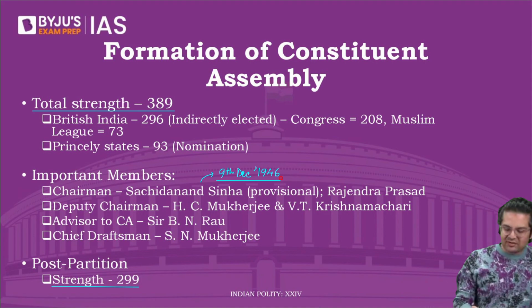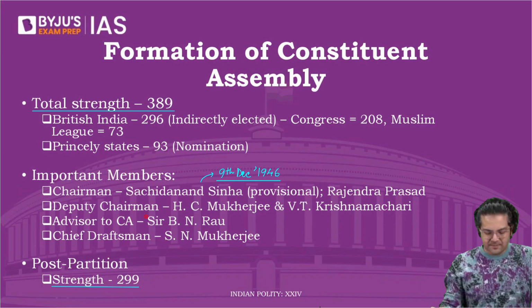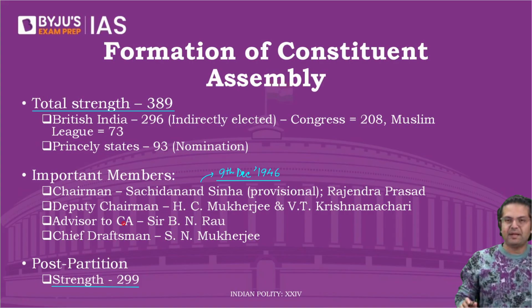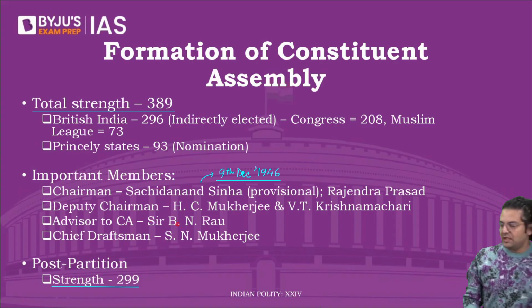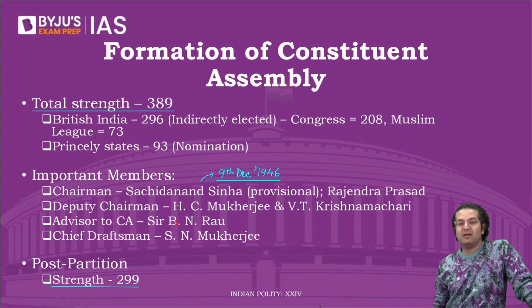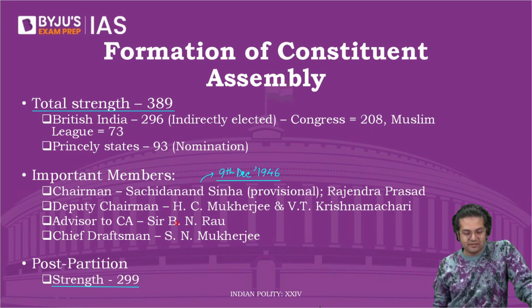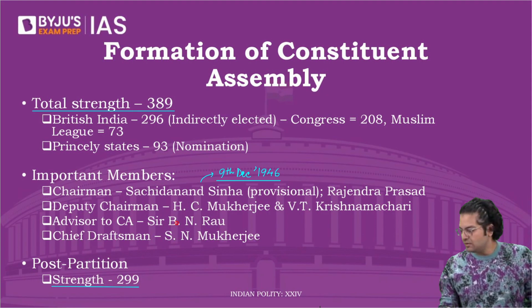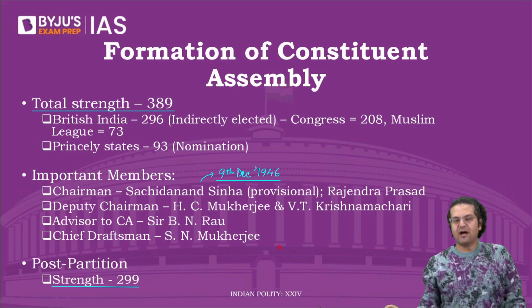Deputy Chairperson H.C. Mukherjee, V.T. Krishnamachari. Advisor to the Assembly was Sir Benegal Narsingh Rao. He had immense contribution, traveling far and wide, reading multiple books, giving a lot of suggestions. And then Chief Draftsman was S.N. Mukherjee. Who is the Chief Draftsman?